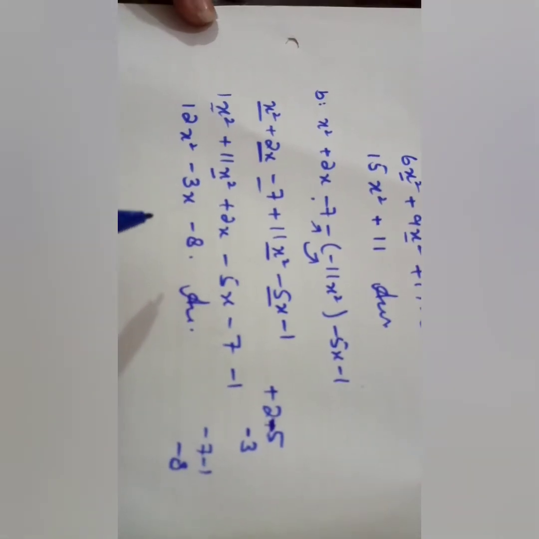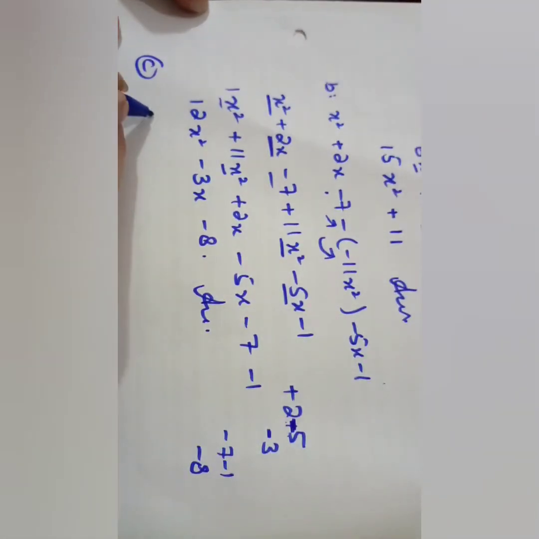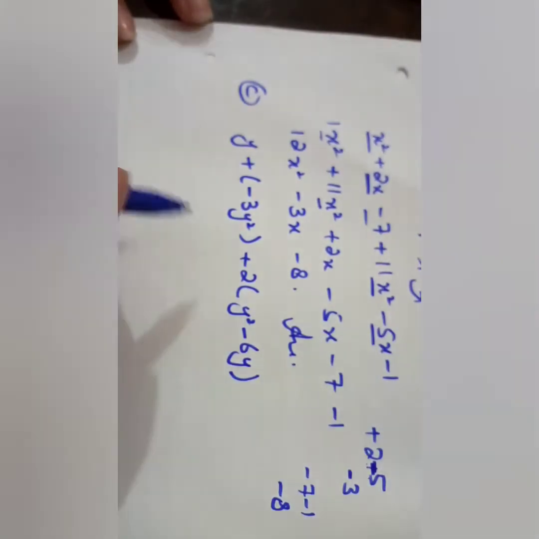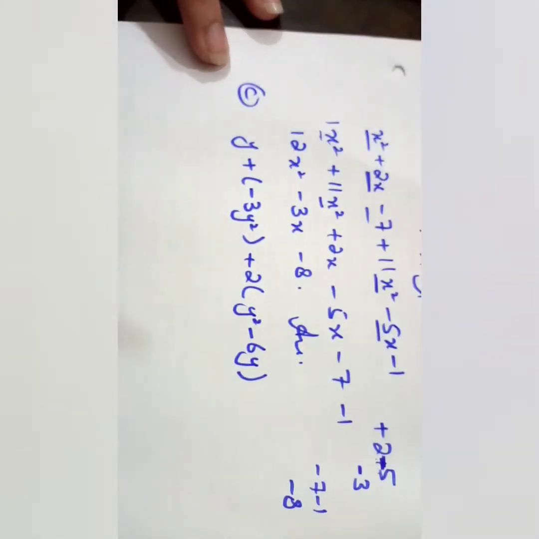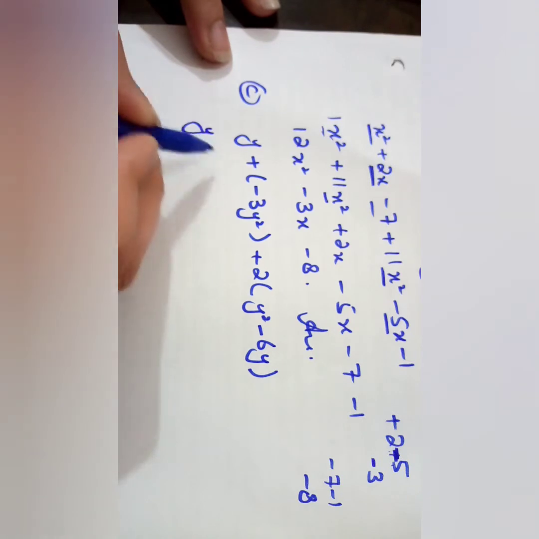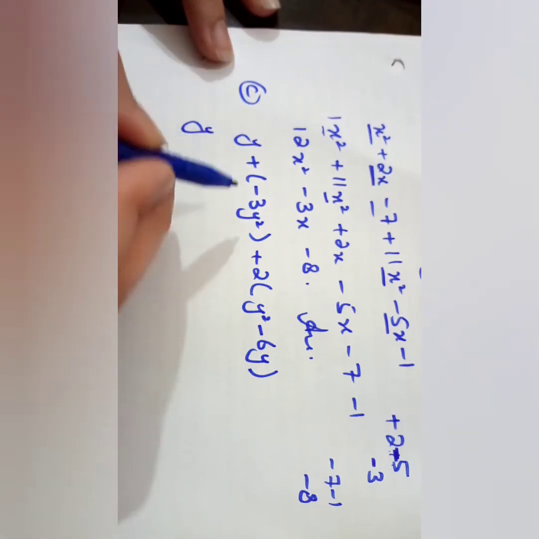Now move towards part C. In my part C, we have y plus the bracket minus 3y squared plus 2, into y squared minus 6y. In the first question, we did the working with x. Now we have the y variable, so the rules remain the same, whatever the variable. So firstly, solve the bracket with y. There is a plus sign outside the bracket, so the inner signs remain the same. This plus sign will never affect the inner sign.